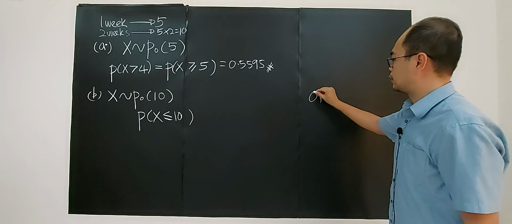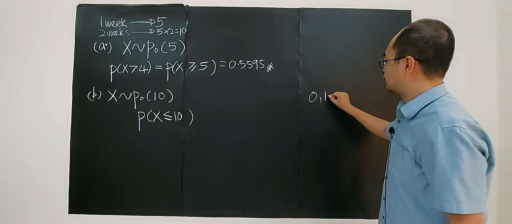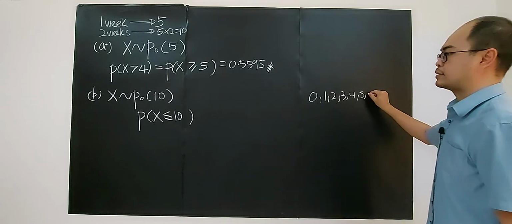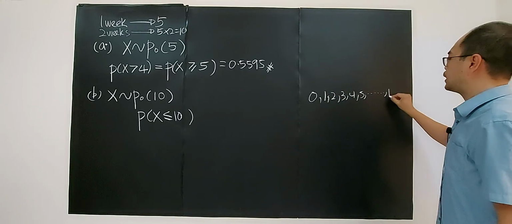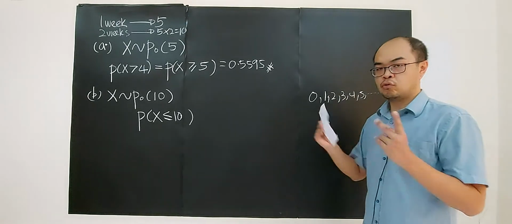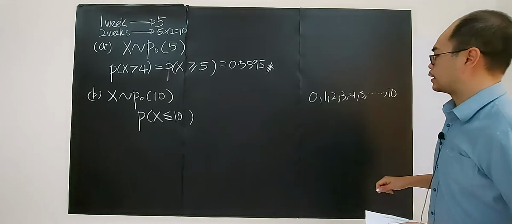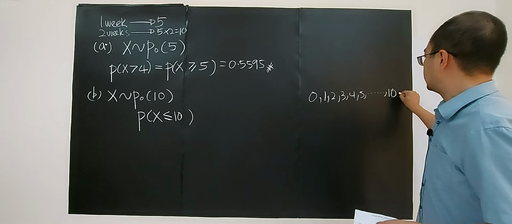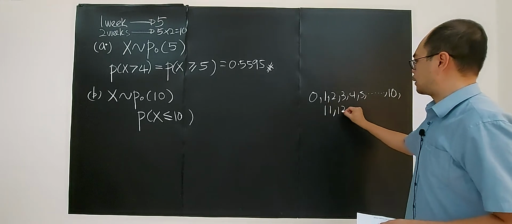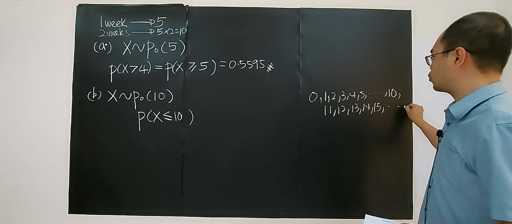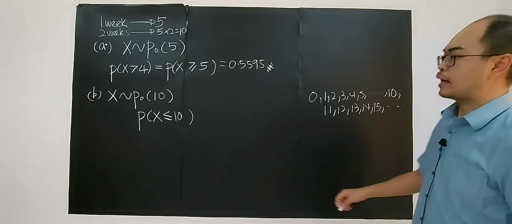Then the workshop will be scared. What is meant by at most 10? In those 2 weeks, at most 10 cars will be damaged that need the service. So it can be 11, 12, 13, 14, 15 cars, and so on and so forth. But they want at most 10.